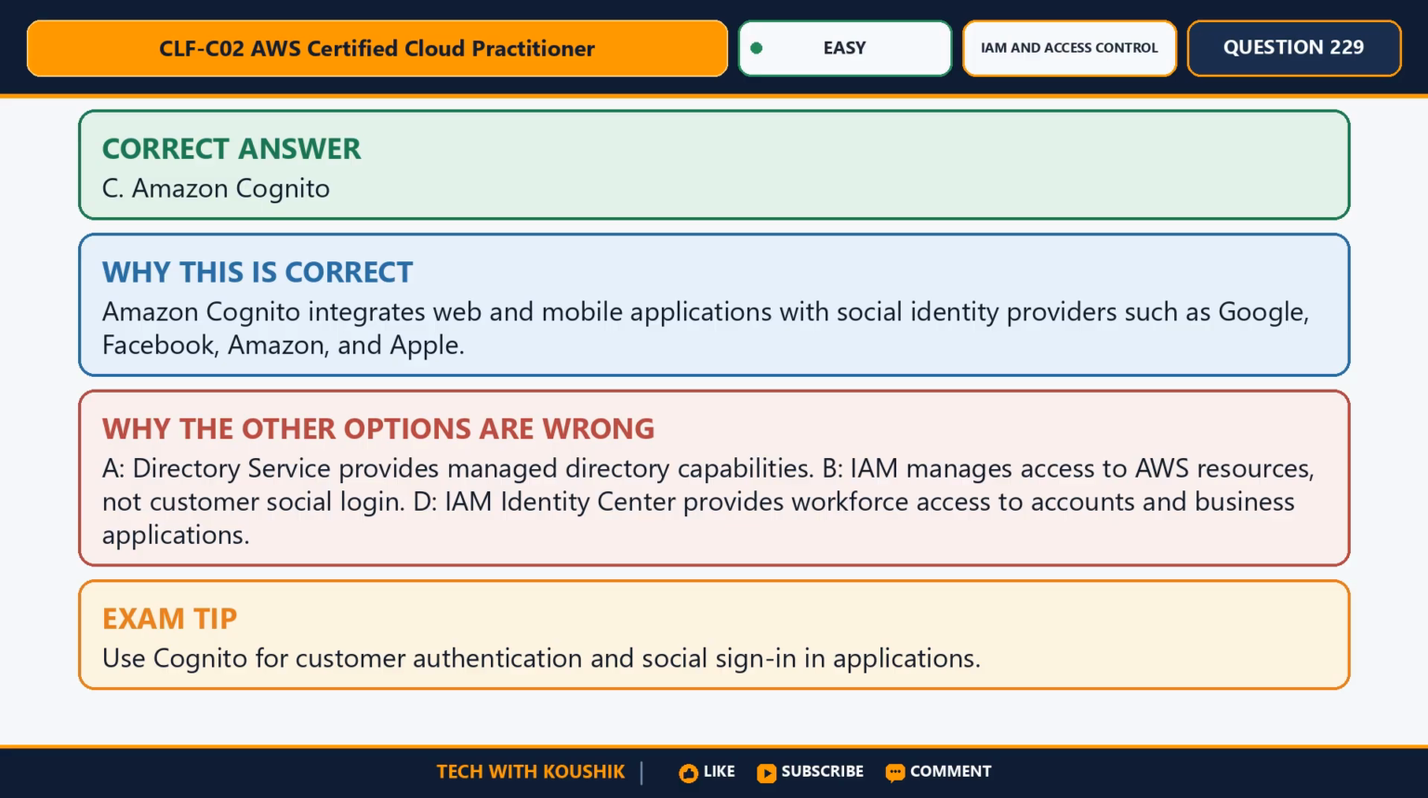A. Directory Service provides managed directory capabilities. B. IAM manages access to AWS resources, not customer social login. D. IAM Identity Center provides workforce access to accounts and business applications. Exam tip. Use Cognito for customer authentication and social sign-in in applications.